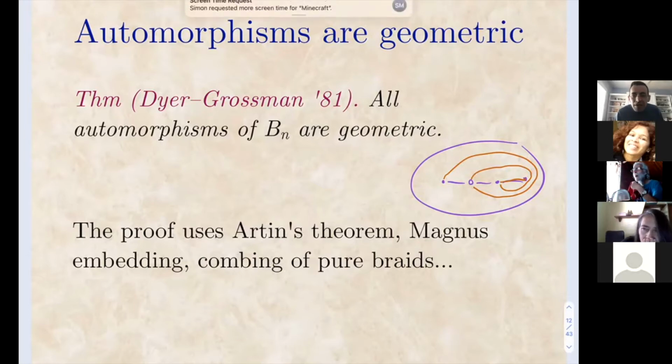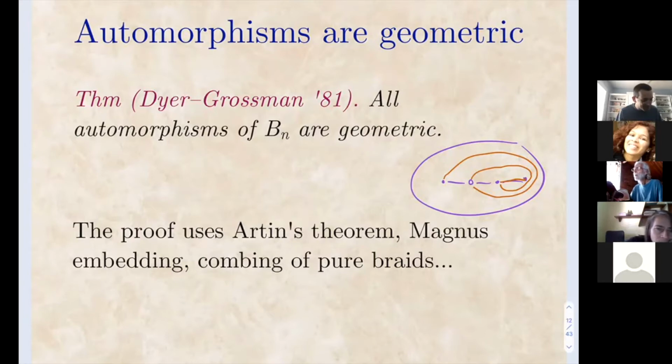So the outer automorphisms, yes, that's correct. The outer automorphisms do not lift to automorphisms of B6. I believe that's correct. I guess it follows from this, but I have to think about it more slowly. Good. Any other questions?